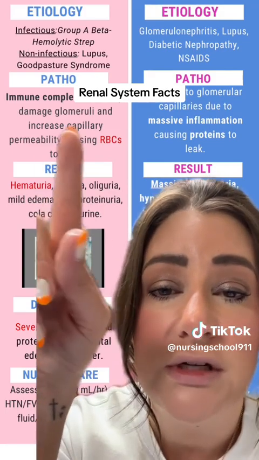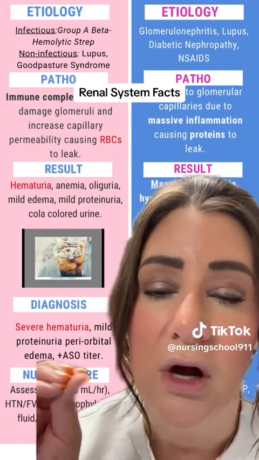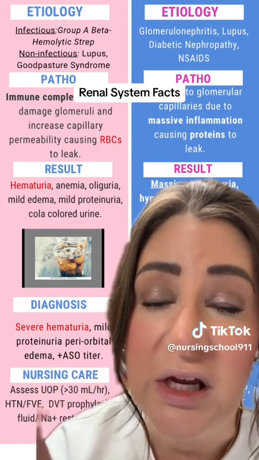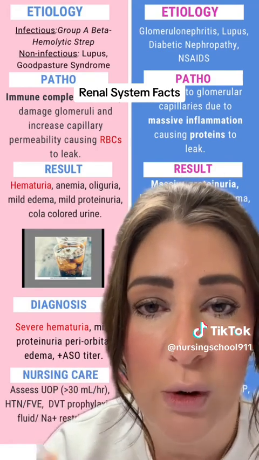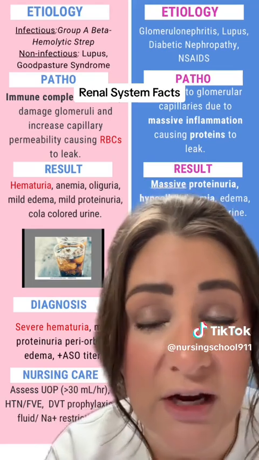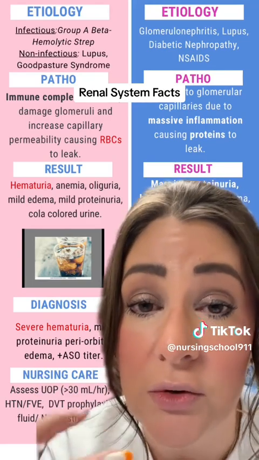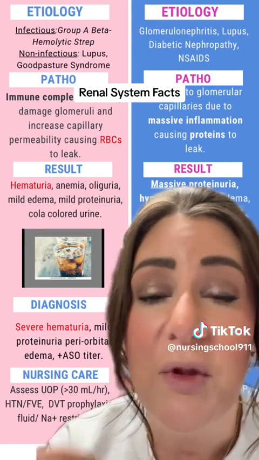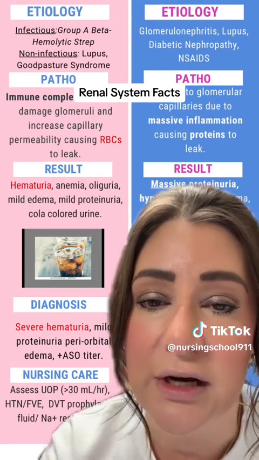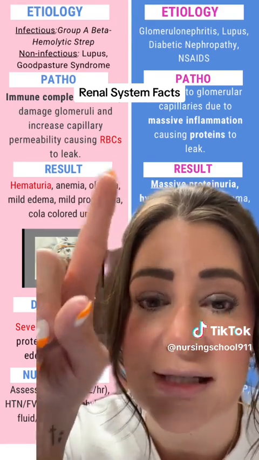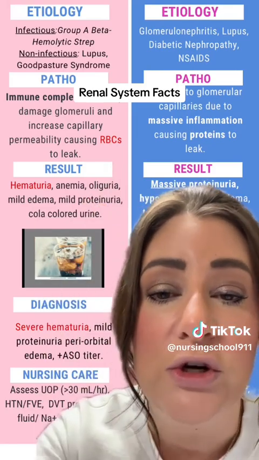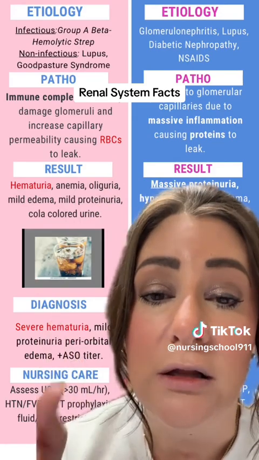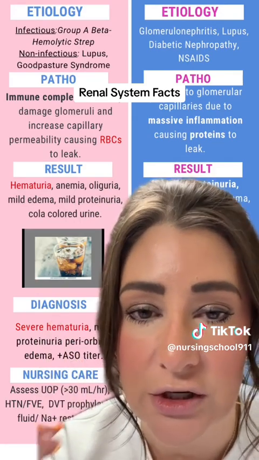So, moving on down to the patho. Immune complexes. It's in bold for a reason. These immune complexes that are formed because of an infection or because of an autoimmune issue are directly damaging the glomeruli and damaging those capillaries, causing red blood cells to leak out, which leads us to our signs and symptoms, which include massive hematuria, okay?